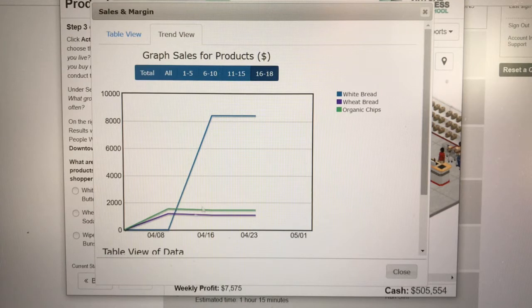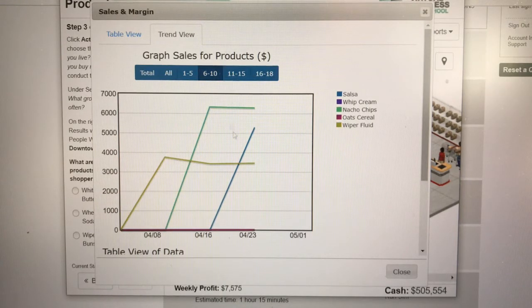You look at our wheat bread sales, what happened to them? Well, they pretty much stayed about the same. Organic chips stayed about the same. Look at salsa, if we can find that. We weren't selling it before, and all of a sudden, boom, $5,000 in sales for salsa. It is April in this particular game, so that could mean a little bit of that because it is seasonal. People buy salsa at different times of the year a little bit more than others, or might buy more of it.